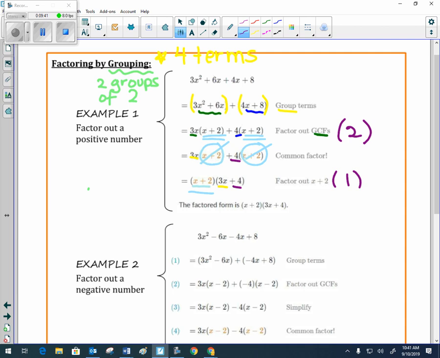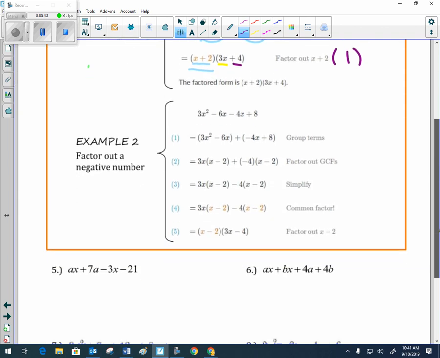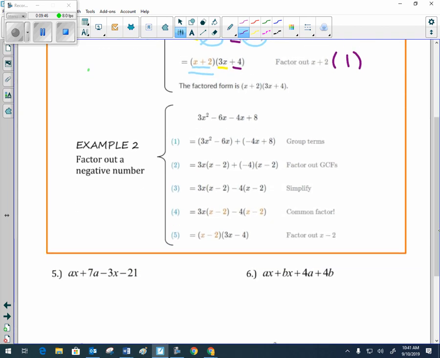They give us another example when we're factoring out a negative number, so you can see that when they did this next example, factoring out a negative number, I see that there's 4 terms here. That means that this is factor by grouping. In this particular question, they've grouped together the first 2 and the second 2.